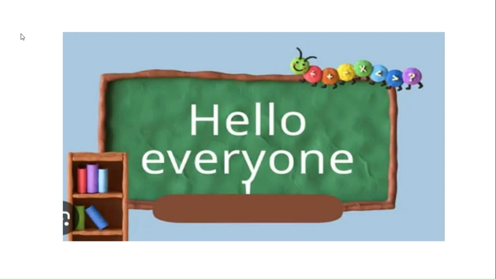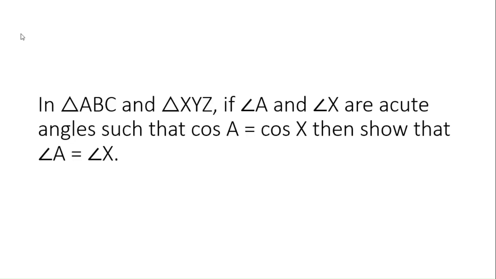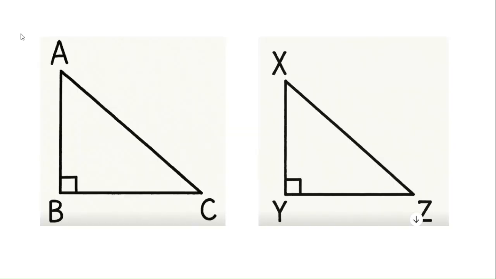Hello everyone. Let us solve the following. In triangle ABC and triangle XYZ, if angle A and angle X are acute angles such that cos A is equal to cos X, then show that angle A is equal to angle X. Okay? Right. So what is given actually?